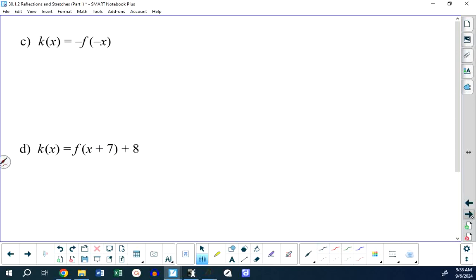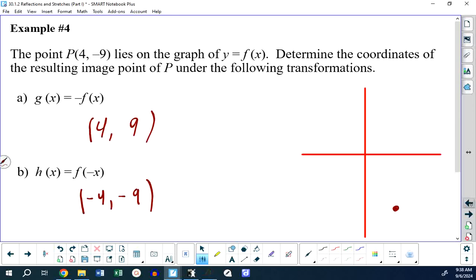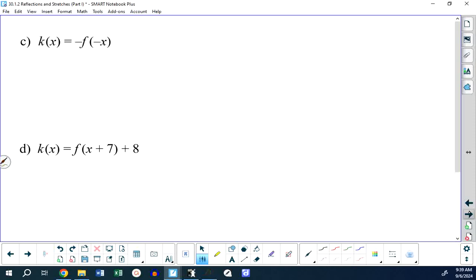Okay. What about k of x equals negative f of negative x? Well, that means we reflect things horizontally and vertically. You can go back to this point if you like, and you can say, well, if I reflect it horizontally, it goes here, and then if I reflect it vertically, it lands here. But the bottom line is both the x and y coordinates have been multiplied by negative 1. They're opposites. So if it was at 4 comma negative 9, this will be at negative 4 comma positive 9.